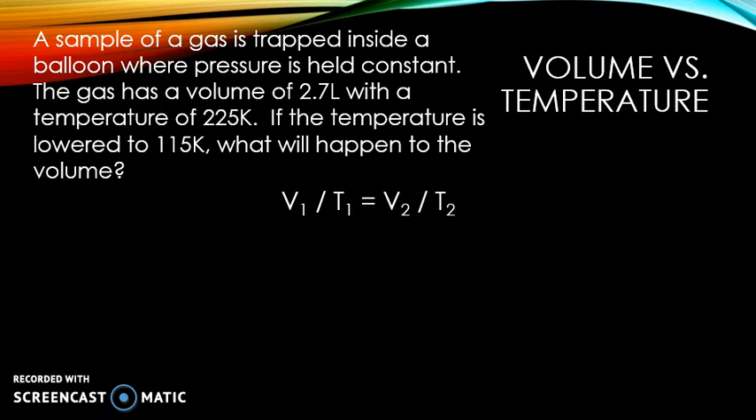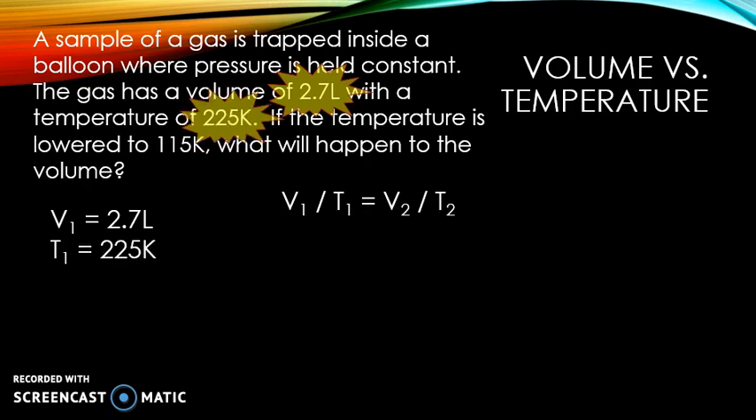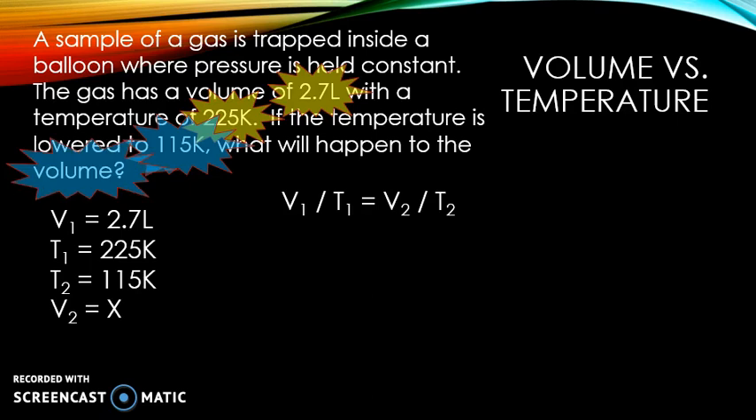Let's go through and define our variables. The first number that I see is 2.7 liters. Let's define that as V1 since it's the first volume that I see in the problem. The next number I see is 225 Kelvin. That's T1 since it's the first temperature. The next number I see is 115 Kelvin. Since it's the second temperature, I'm going to label it as T2. And finally, the problem is asking me to solve for another volume. I'm going to label that as V2 and give that the value of X.